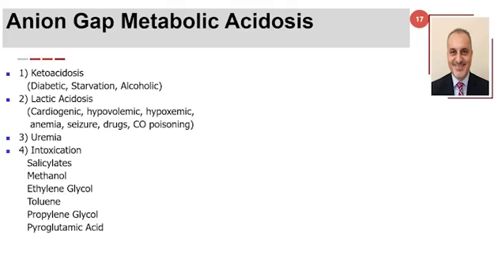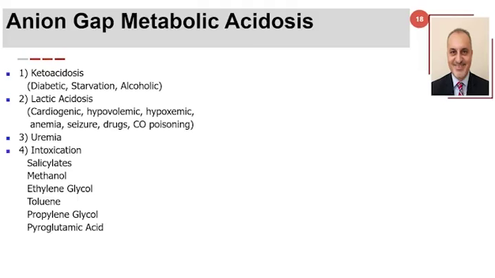Now, let's talk about anion gap metabolic acidosis. These are the causes of anion gap metabolic acidosis. So you remember them as ketoacidosis, and you guys probably see a lot of ketoacidosis, either diabetic, starvation, or alcoholic ketoacidosis. Then there is lactic acidosis, and I'm going to spend some time talking about lactic acidosis. Uremia, and also the intoxications, which are salicylate, methanol, ethylene glycol, which is antifreeze, toluene, propylene glycol, and pyroglutamic acid.